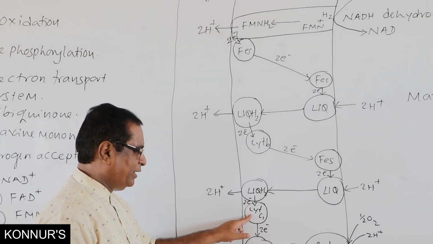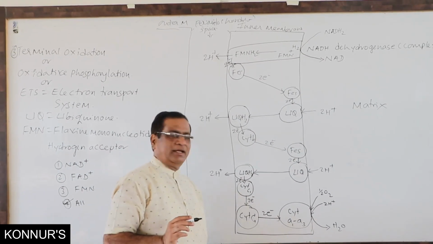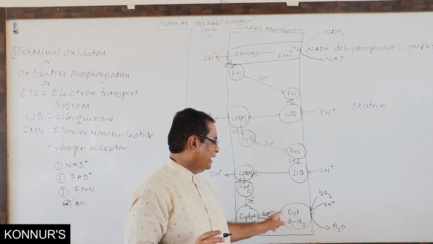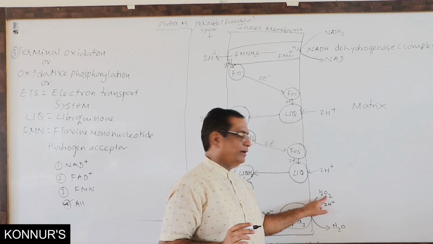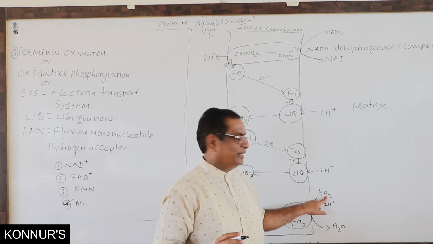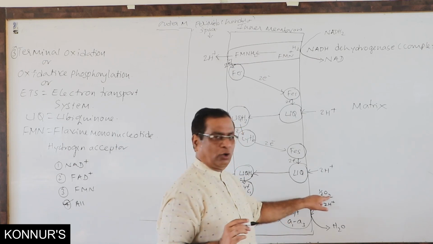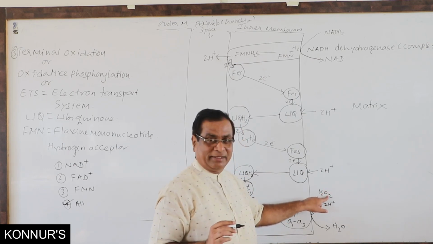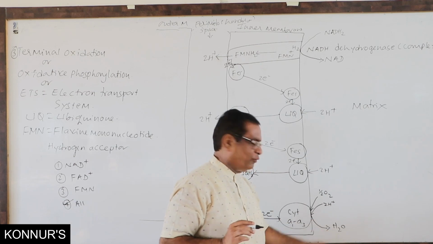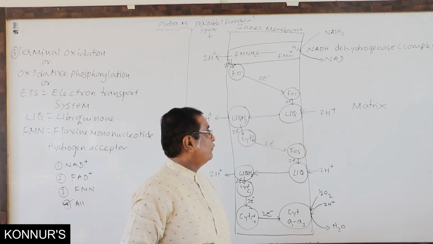Now those two electrons enter cytochrome C1 and cytochrome C. Finally, cytochrome A1, A3. From here, those two electrons are accepted by a terminal oxidant. That terminal oxidant is oxygen, an atom of oxygen that receives those two electrons. That's why I have written half O2 here. And these two electrons, 2H plus and half O2 together form H2O. This is the way of flow of electrons.